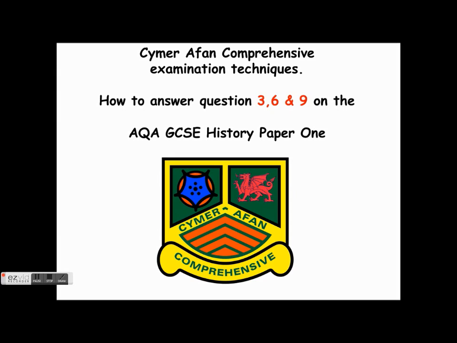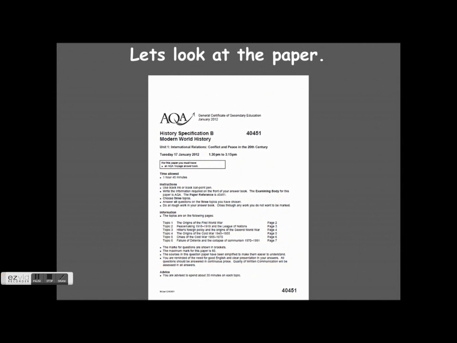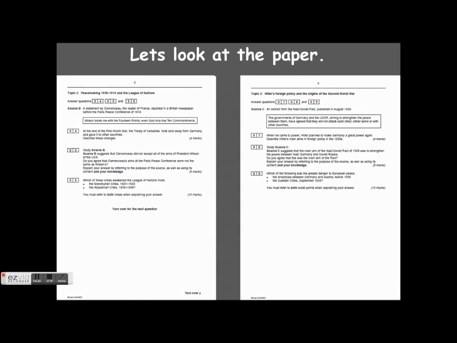Today we're going to look at how to answer questions 3, 6 and 9 on the AQA GCSE History Paper 1. Let's look at the paper. Well, the paper is an hour and 45 minutes long and you have to answer 3 topics. The first topic is the origins of the First World War. Second topic is peacemaking 1918 to 1919 and the League of Nations. And the third topic is Hitler's foreign policy and the origins of the Second World War.